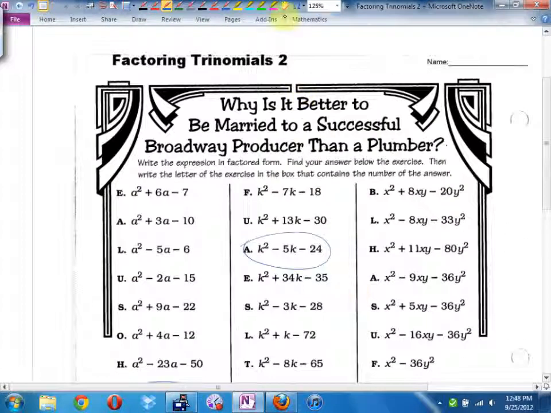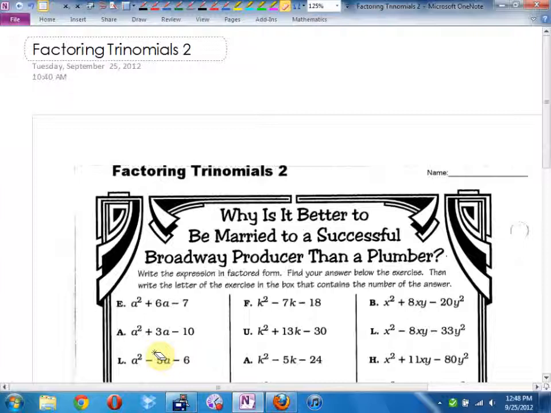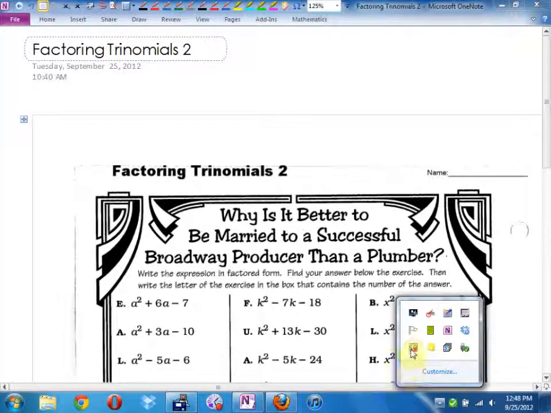And you can find out, of course, because you're dying to know, why is it better to be married to a successful Broadway producer than a plumber? No idea. I'm shutting up. Class, be yours.